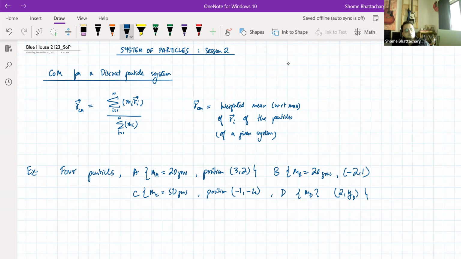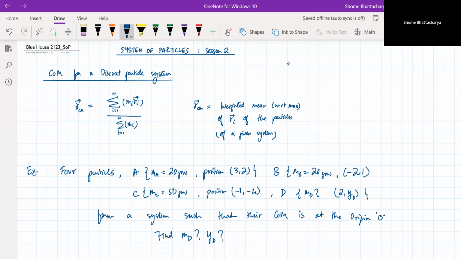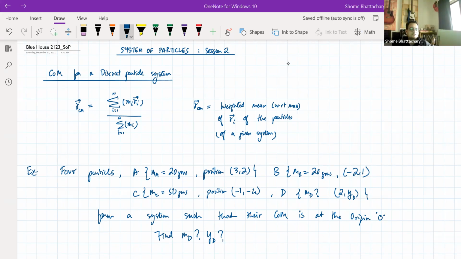So 4 particles form a system such that their center of mass is at the origin. So we have to find from this the mass of the 4th particle and the y coordinate of the 4th particle. So this is very similar to a sum we had done last time. You have to just apply the above formula and understand how you can find 2 unknowns from application of the same formula.